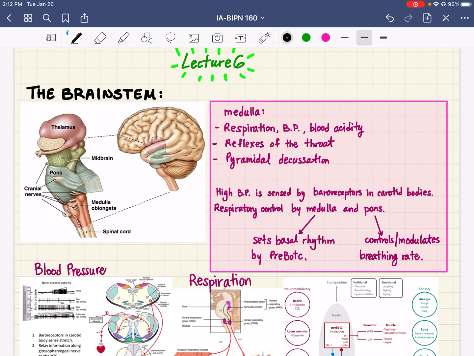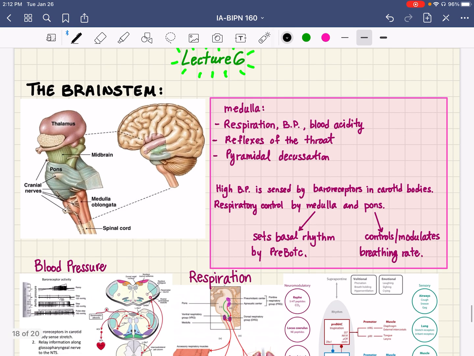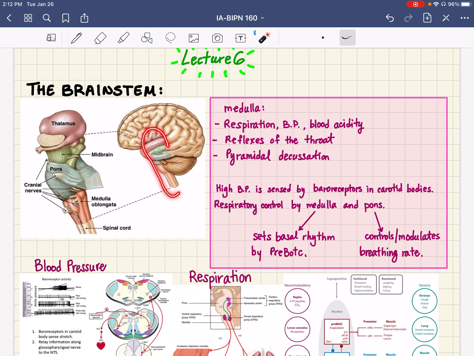Okay, so let's begin. In Lecture 6, we started to talk about the brainstem. Know that the brainstem contains the thalamus, the midbrain, the pons, and the medulla oblongata, and it is located right at the stem of the brain. Below the medulla is the spinal cord. Let's go ahead and talk about the pons and medulla oblongata first, and then we will talk about the thalamus.